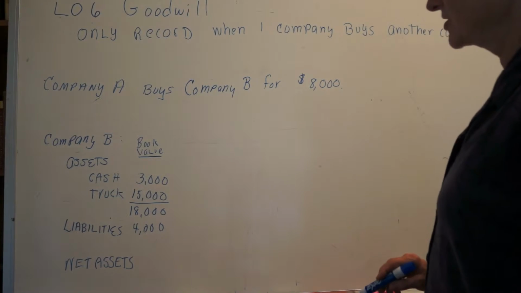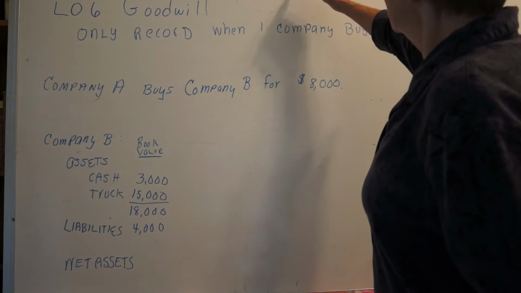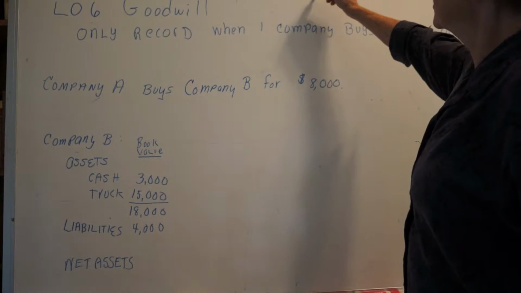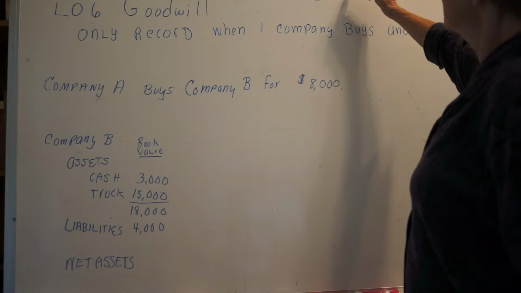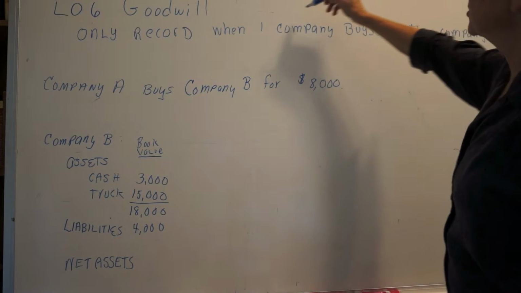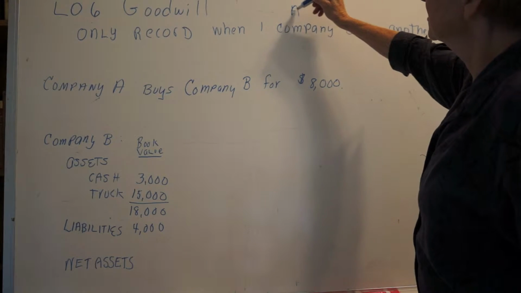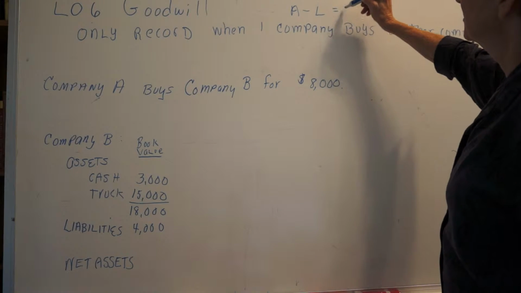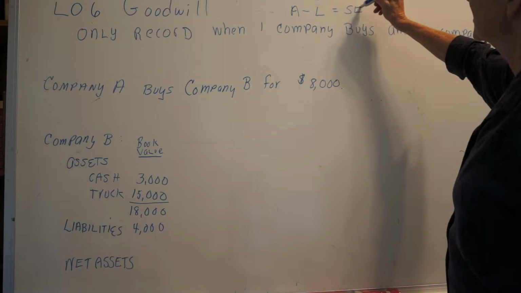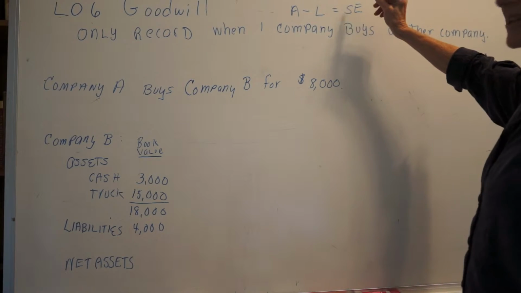Okay, so net assets, if we have our assets equal our liabilities plus our stockholders' equity, when they're talking about net assets, it's just phrasing that a little differently. Assets minus your liabilities equal your net assets. Okay, so this would be your net assets.